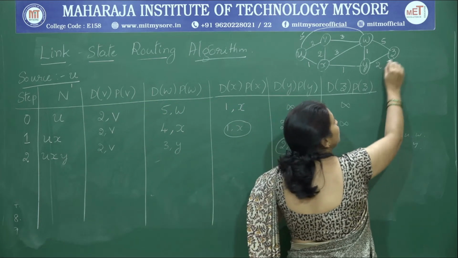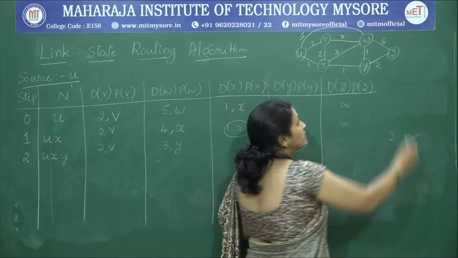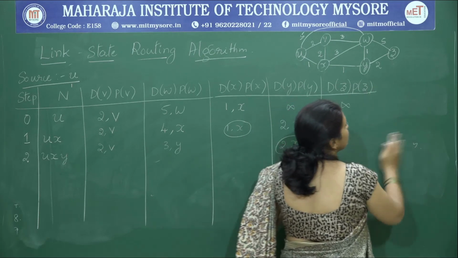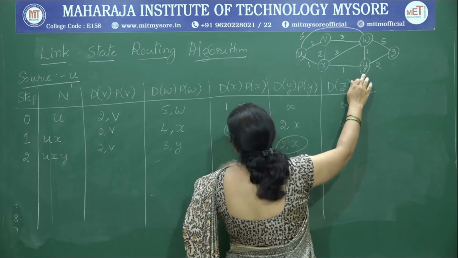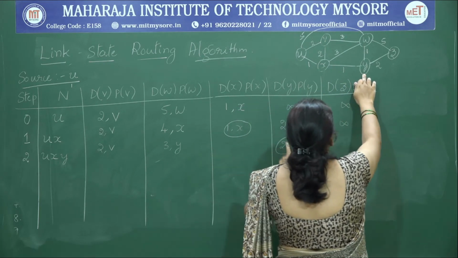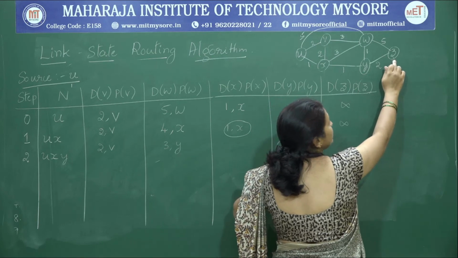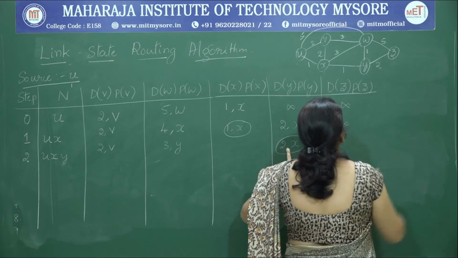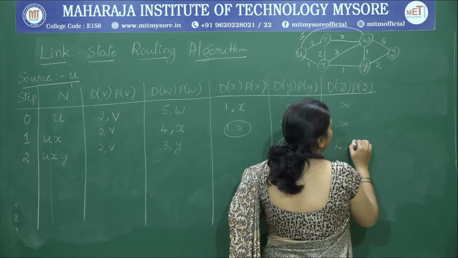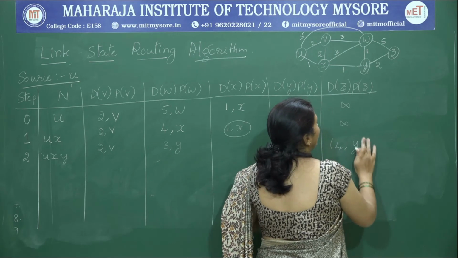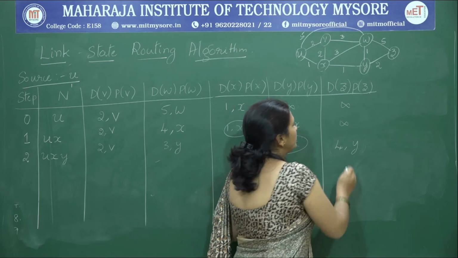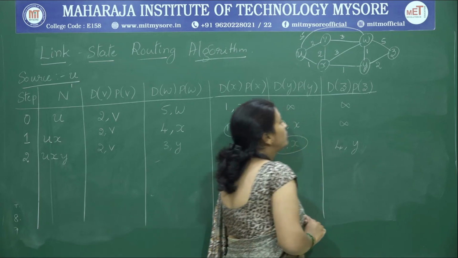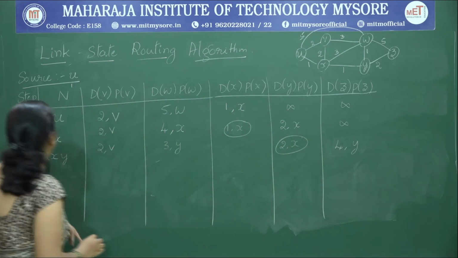Now, find out the one more neighbor of y, that is z. What is the cost that it takes to reach z? From u to y it is 2, and from y to z it is 2. 2 plus 2 is 4, right? So, this is the thing which happens at the second iteration.